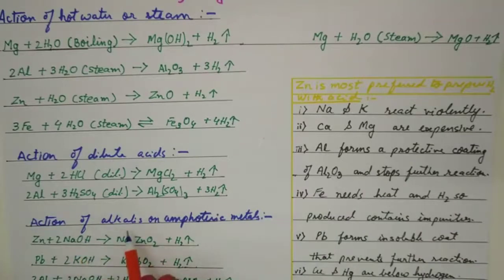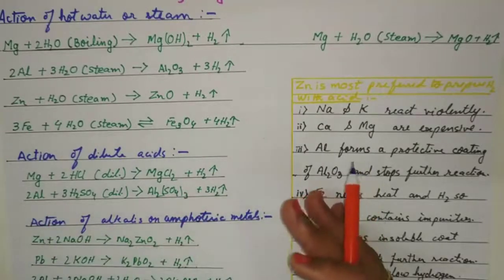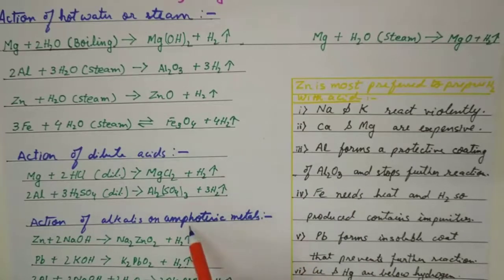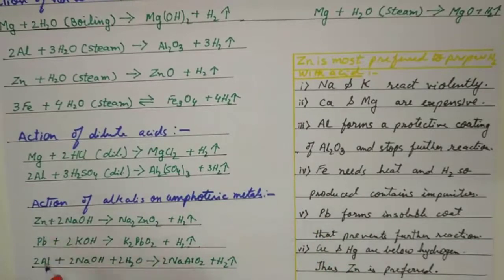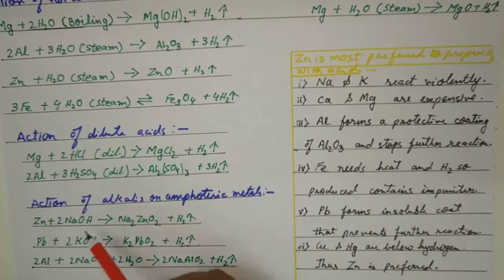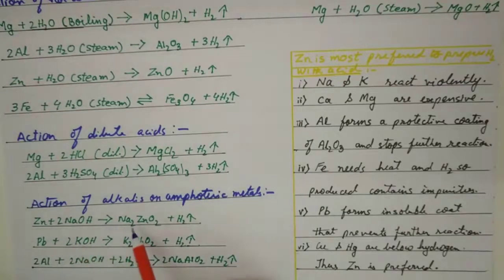Action of alkalis on which metal? Amphoteric metal. There are some metals which will react with both acids as well as bases. These metals are known as amphoteric in nature, and they are these three: zinc, lead and aluminium, which will react with the alkali sodium hydroxide as well as potassium hydroxide. All the 6 reactions are given in your text. You will practice all of them, but just to tell you, there is a complex salt and hydrogen: sodium zincate, potassium plumbate, sodium aluminate, along with hydrogen.